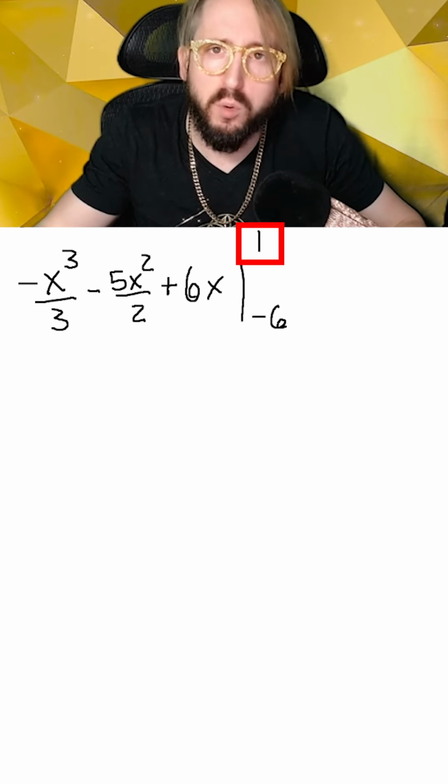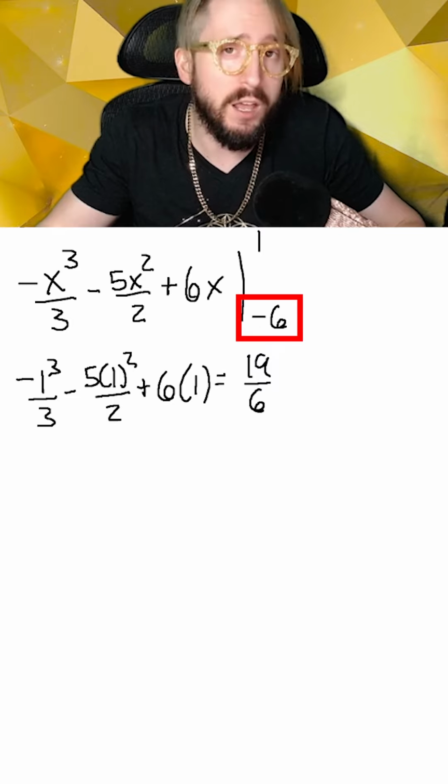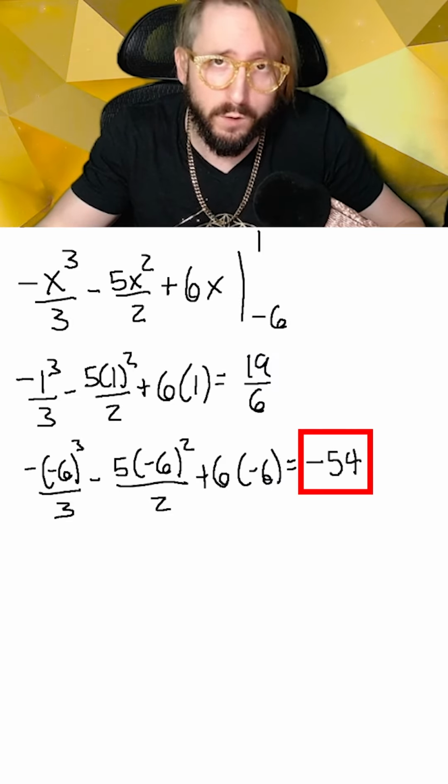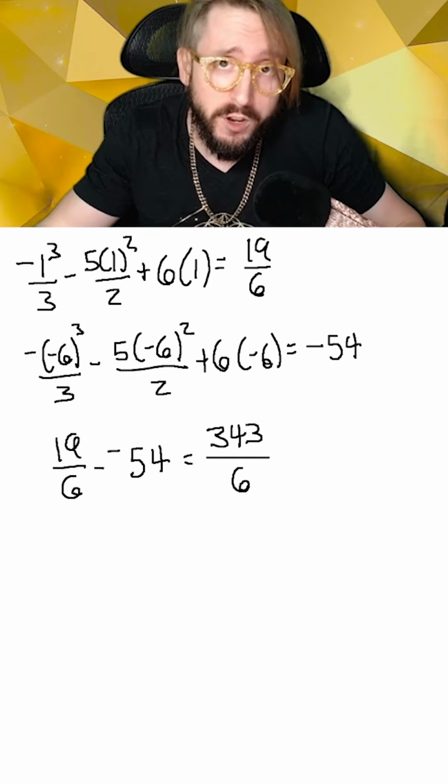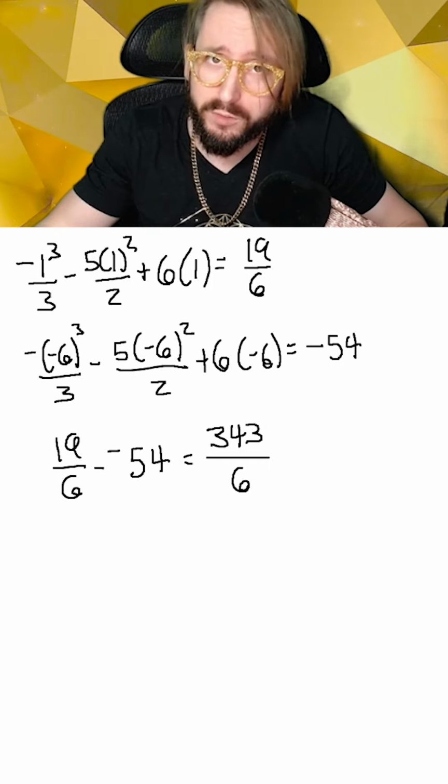So now plugging in my endpoint 1, I get 19/6. And plugging in our other endpoint, -6, I get -54. And now subtracting the two, I get the final answer, which is 343/6. And there you have it. That's how to find the area in between two curves.